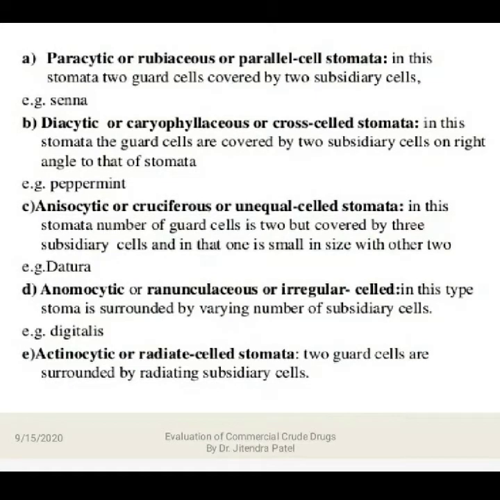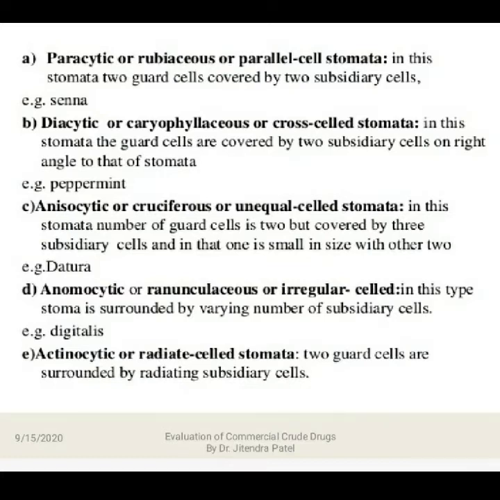So diacytic or caryophyllaceous or cross-celled stomata. In this stomata, the guard cells are covered by two subsidiary cells at right angles to the stomata, right? In the peppermint or mentha leaf, it is supposed to be there. Or anisocytic or cruciferous or unequal-celled stomata. In this stomata, the number of guard cells is 2, but they are covered by 3 subsidiary cells.